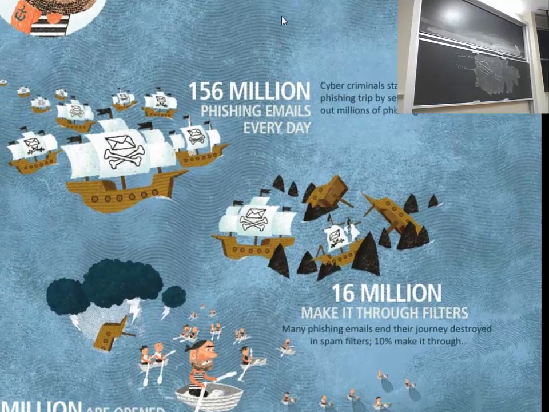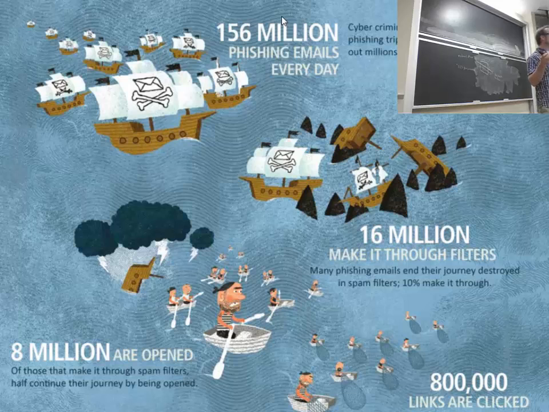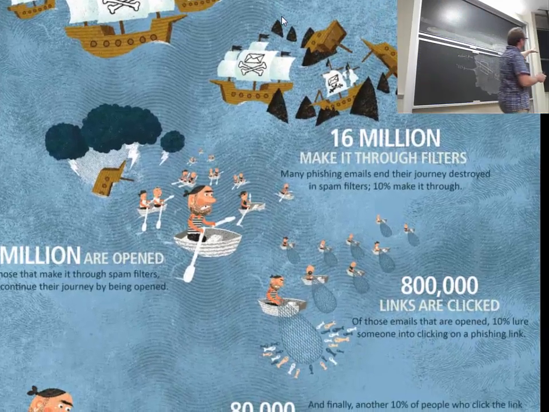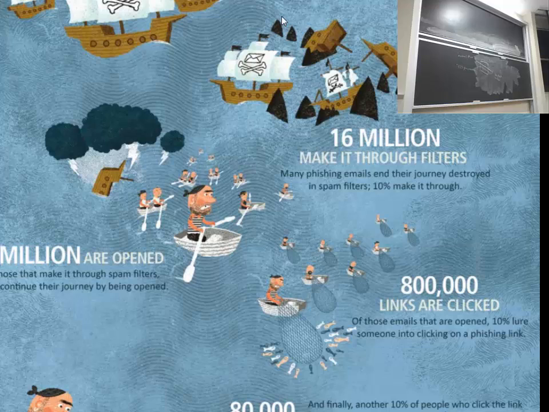And so through these filters, half of them get opened. Half of them, you open the email, and you're like, oh, that's very interesting. Oh, I didn't know I had a parcel. Oh, it's going to go away soon, right? And even so, you'll start to maybe suspect that something is not that good. But yet again, 10% of those 8 million still get opened in Canada. 800,000 links every day are clicked, right?